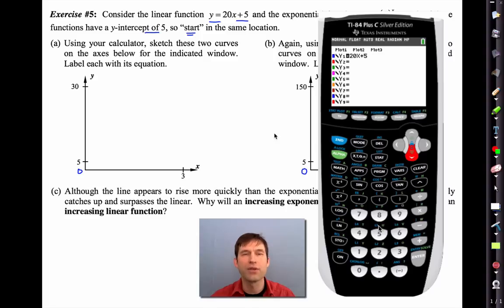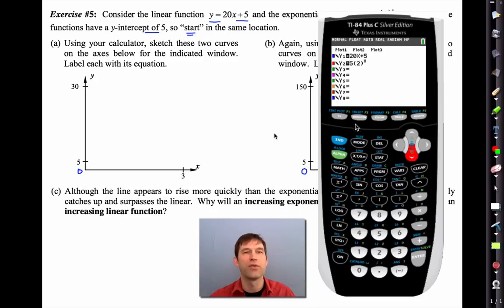Okay, the linear looks good. We double check. Make sure we didn't leave out the x. Go down, let's put in the exponential. Let's do 5, parentheses, 2, parentheses. Don't forget that caret button. Otherwise, you're just doing 5 times 2 times x, and that would be linear again. So, okay, look at my exponential, make sure it looks good.